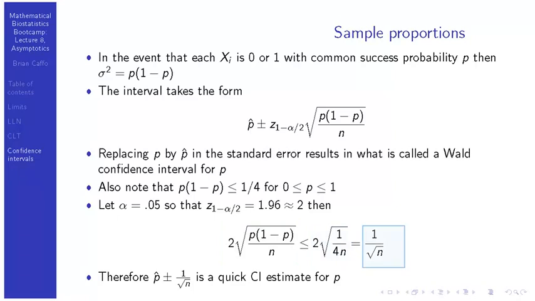So if you want a quick back of the envelope confidence interval estimate for a sample proportion, just take the sample proportion and add and subtract 1 over the square root of n, and that's a really handy little formula. It tells you about how accurate a proportion is when you calculate it. So for example, if I have a proportion from 100 coin flips, we know that the accuracy is going to be about 1 over the square root of 100, or 0.1. So it's a very useful little back of the envelope calculation. Just remember p hat plus or minus 1 over the square root of n.